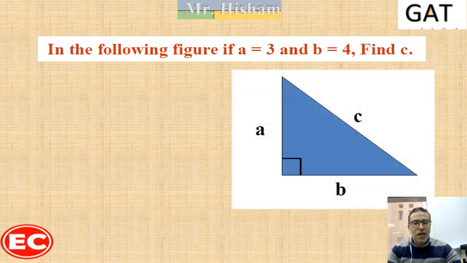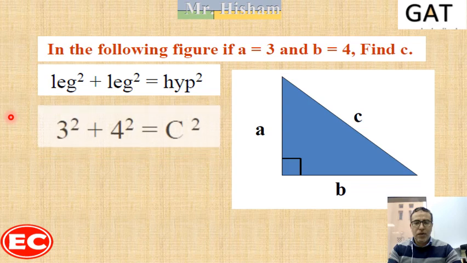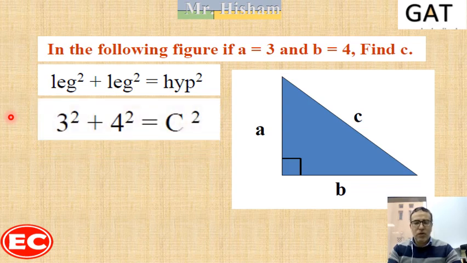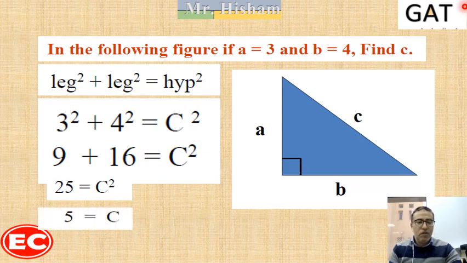Let's apply this theorem for the triangle in the given figure ABC. If the length of A is equal to 3 and the length of B is equal to 4, I am looking for the length of C. So A is a leg, B is a leg, C is the hypotenuse. So leg square plus leg square equals hypotenuse square. So 3 square plus 4 square is equal to C square. 3 square is 9, 4 square is 16, 9 plus 16 is equal to 25. C square is equal to 25, but you are looking for the value of C, not C square. So by taking the root for both sides, the value of C is equal to 5.